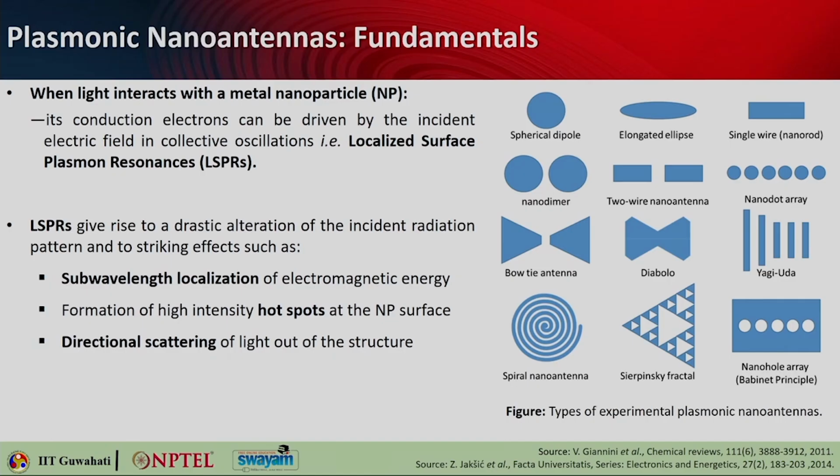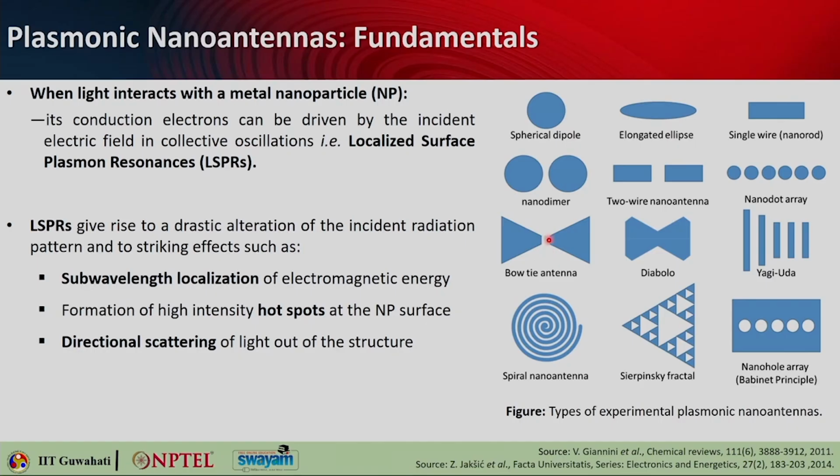Okay. So, here are some examples of typical plasmonic nanoantennas that have been fabricated till now. You can think of a spherical dipole, you can think of an elongated ellipse, these are ellipsoidal shapes. You can think of a single wire, which is basically a nanorod. You can think of dimers, meaning there are two spherical particles. You can think of a two-wire nanoantenna. You can also have a nano dot array, where you place these dipoles in a linear chain. You can have bow tie shape antennas.